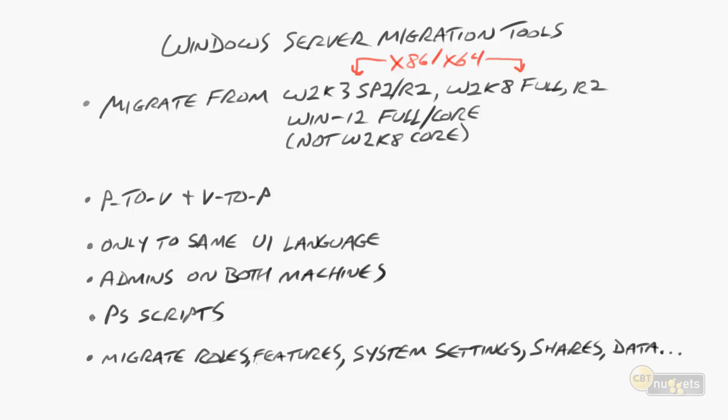Now, one of the exam objectives calls for us to know how to migrate features to a Windows Server 2012 computer from some other computer. So these are the Windows Server migration tools. These are actually PowerShell cmdlets. What you can do with this is to migrate from Windows Server 2003, either Service Pack 2 or R2. Or you can migrate from Windows Server 2008, either the full edition or the full edition running R2. Okay, or you could run Windows Server 2012 full or Core as well.